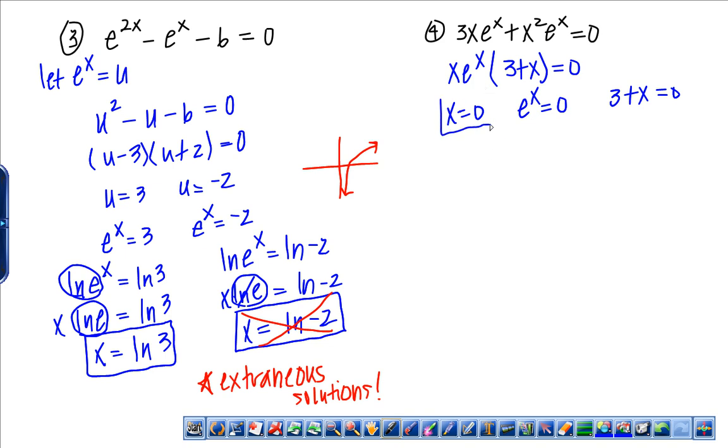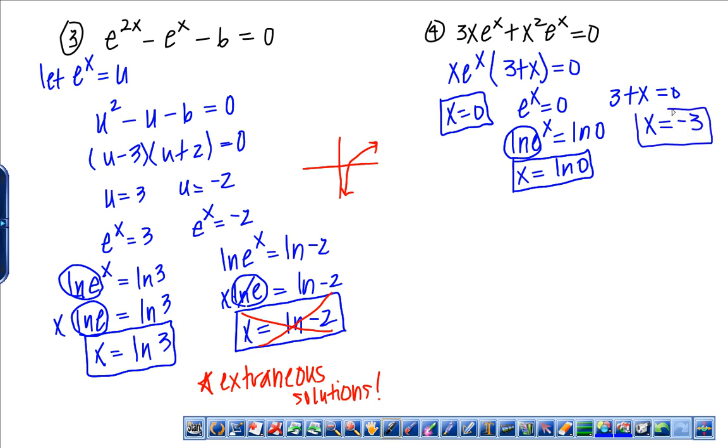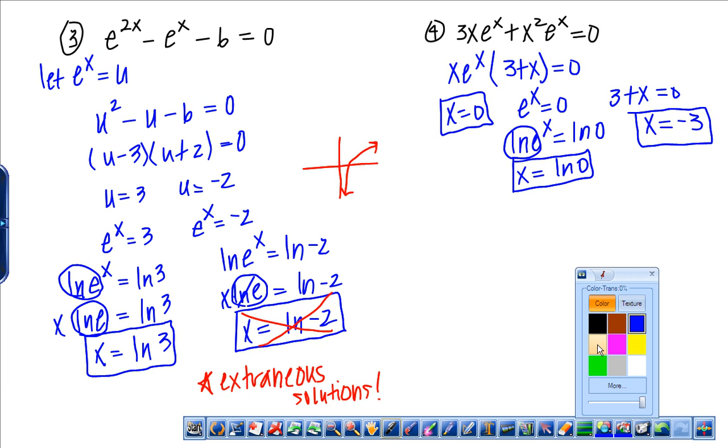So I've got x equals 0 here. I can natural log both of these, so hopefully this is getting easier for you and y'all are catching on to this natural log of e. So I've got x equals natural log of 0 here. And then this is going to be x equals -3. All right, let's check for extraneous solutions here.